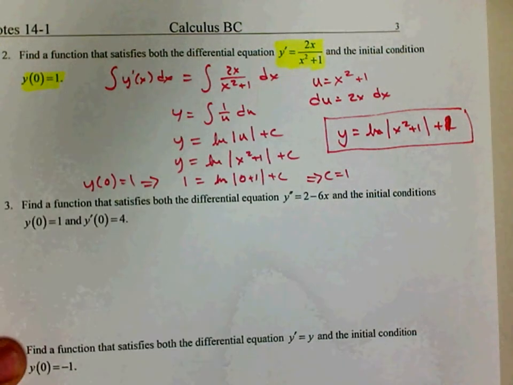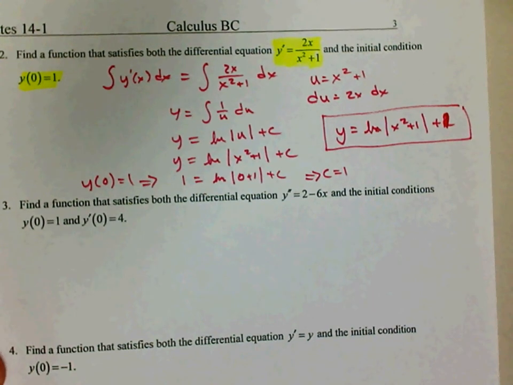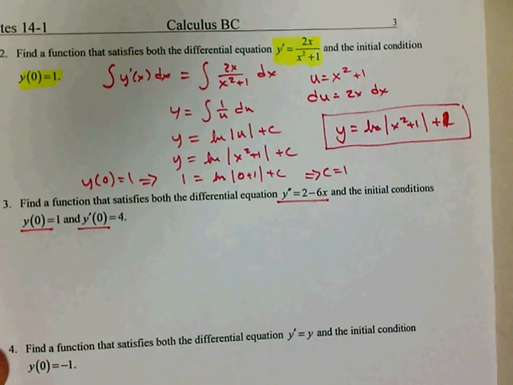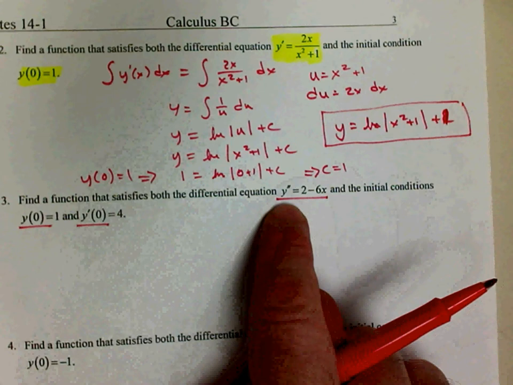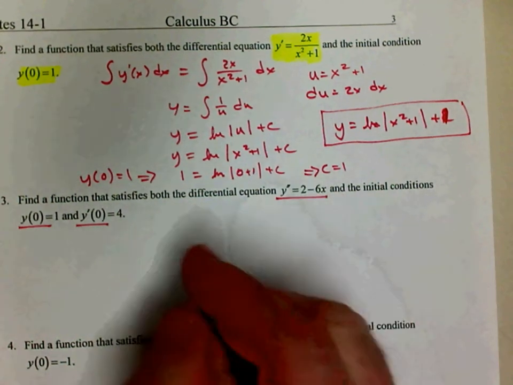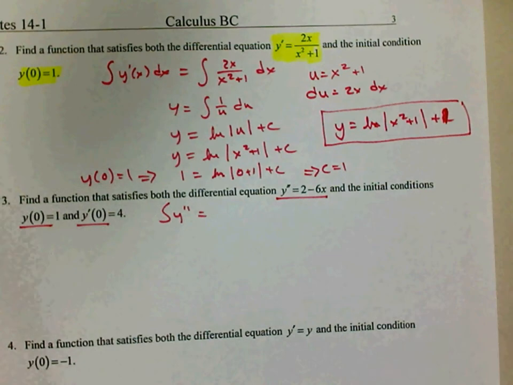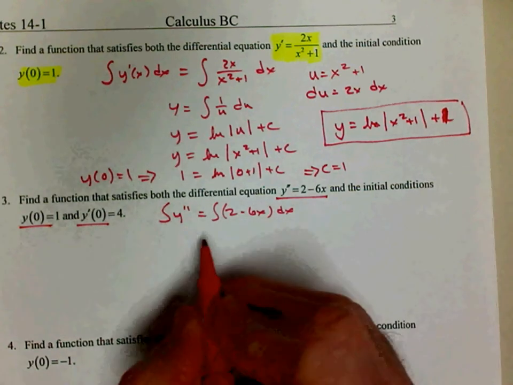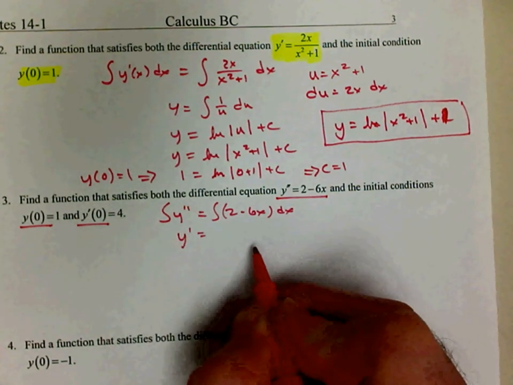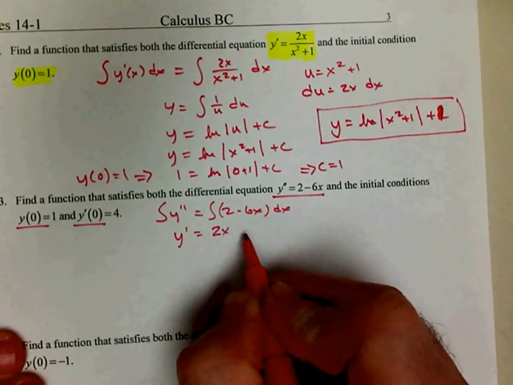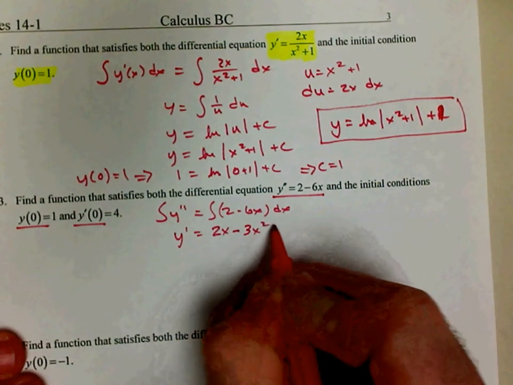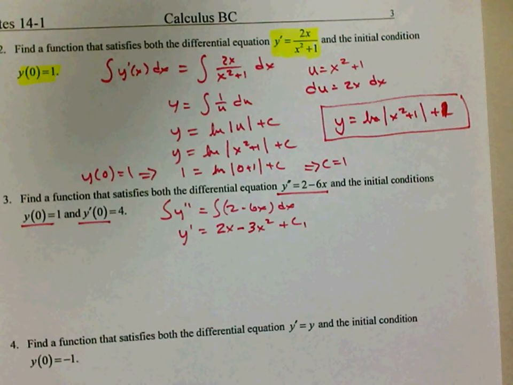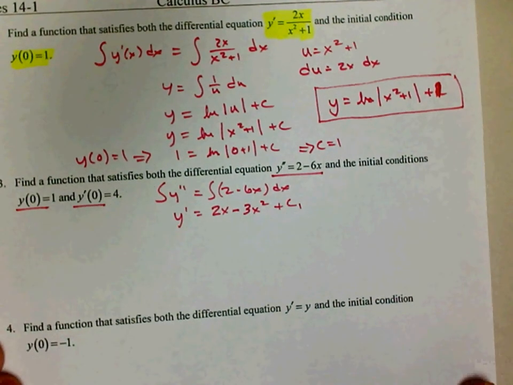Let's attack our next one. We've got initial conditions, and this time we have two sets of initial conditions. And this time we have a second derivative. So let's integrate y double prime equals 2 minus 6x with respect to x. This will give us y prime equals 2x minus 3x squared plus c. Now I'm going to put a c1 in here this time because I know looking ahead I'm going to have to get another antiderivative and another c, so I'm not confused with this one.